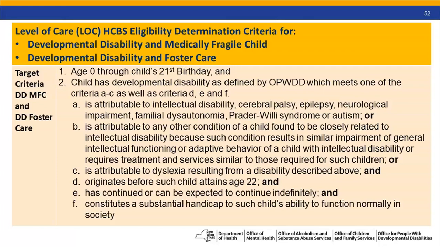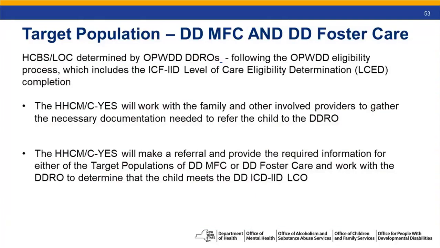And just so that you're aware, again, under the age of 21, and that they have to meet these conditions of the developmental disability, and it says right there, as defined by OPWDD. That's why it's important that OPWDD conducts this, that it's not just a diagnosis, but it's also regarding other factors like originates before the age of 22, is continued expectation that this will continue indefinitely. So there are processes that OPWDD needs to go through to make these determinations.